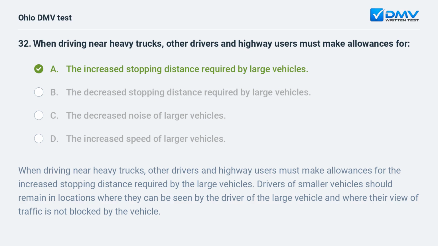When driving near heavy trucks, other drivers and highway users must make allowances for the increased stopping distance required by the large vehicles. Drivers of smaller vehicles should remain in locations where they can be seen by the driver of the large vehicle and where their view of traffic is not blocked by the vehicle.